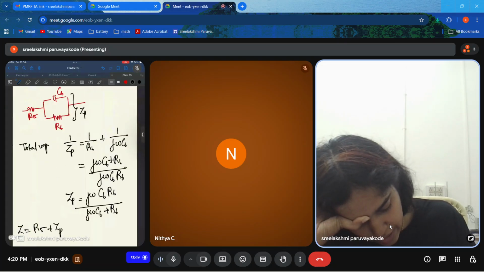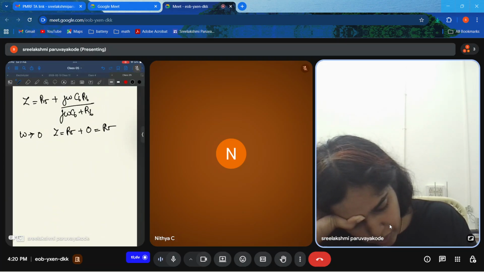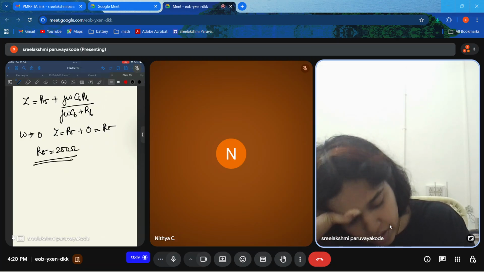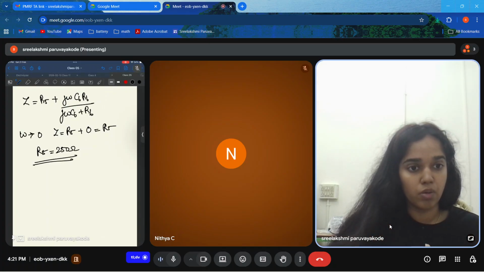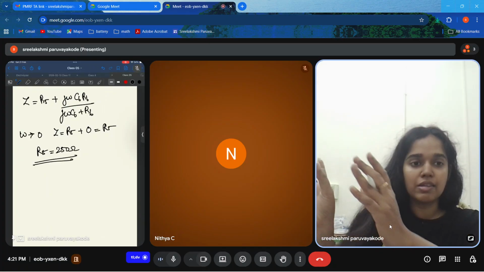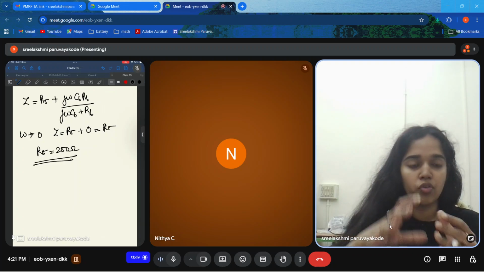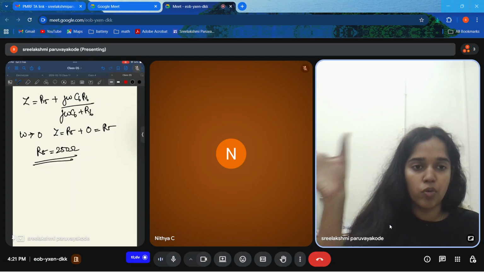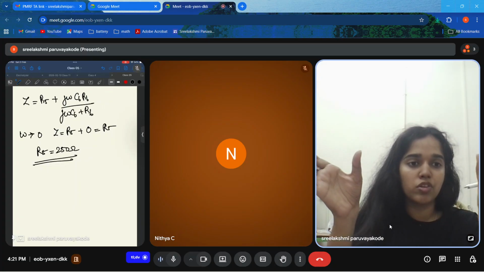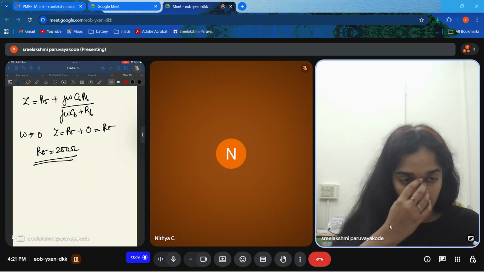Now, when omega tends to 0, the value in the first circuit is 250 ohm. So equate both of them: R5 should be 250 ohm. Are you able to get it? Basically, you have two circuits which are distinguishable, so the total impedance of that system should be equal to this. Whatever value you get for omega tends to 0 here should be equal to the value you get over here when omega tends to 0. That's how you found R5.